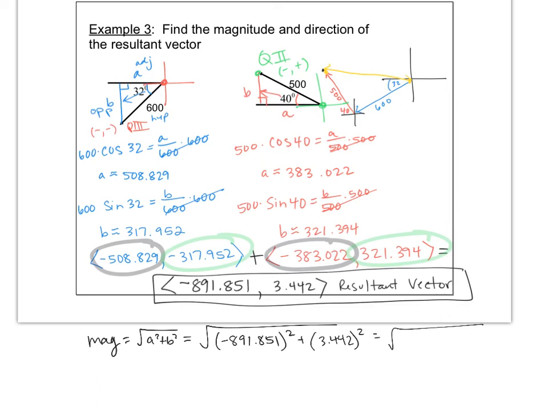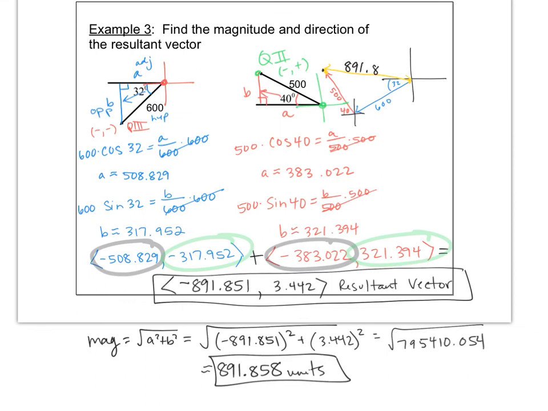I'll just write out, I got 795,410.054 under the square root. And then after I took the square root of that, I got 891.858. And its units. We don't know what the units are, but that would be its magnitude. So the length of this guy up here is 891.858. It seems like that would make sense, right? Because we have a 600 and a 500. Looks like it would be longer than those. I always like to see if it kind of makes sense.